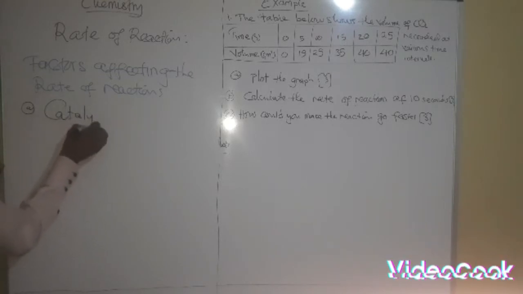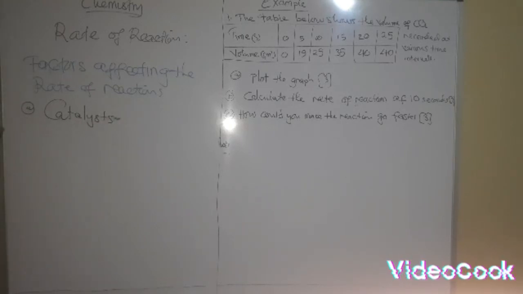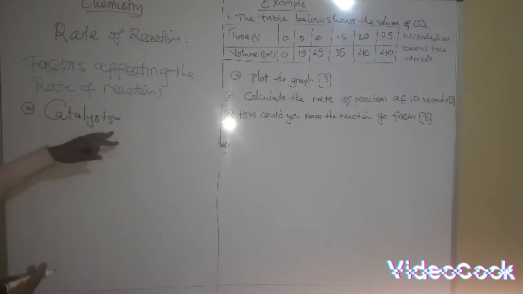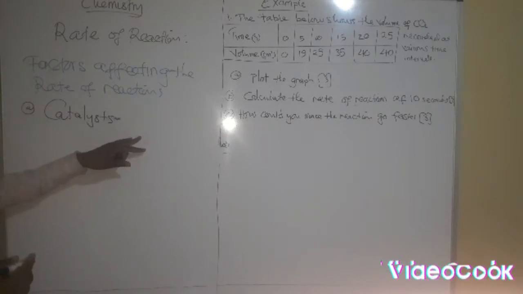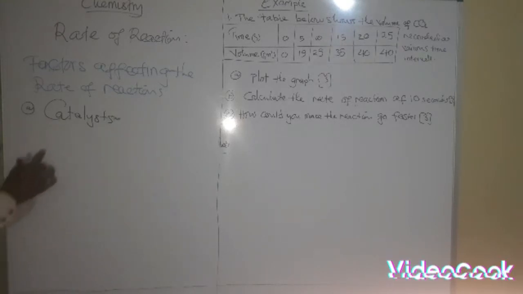Now, what is a catalyst? A catalyst is a chemical substance which speeds up the rate of reaction and remains chemically unchanged itself. So it could be an element, sometimes a compound, which just speeds up the rate of reaction. In other language, we say a catalyst lowers the activation energy of the reaction.